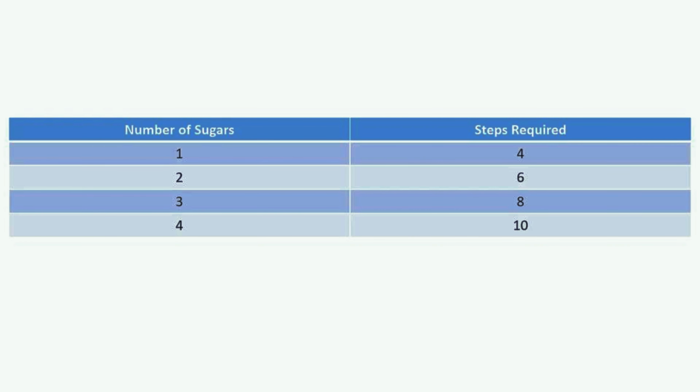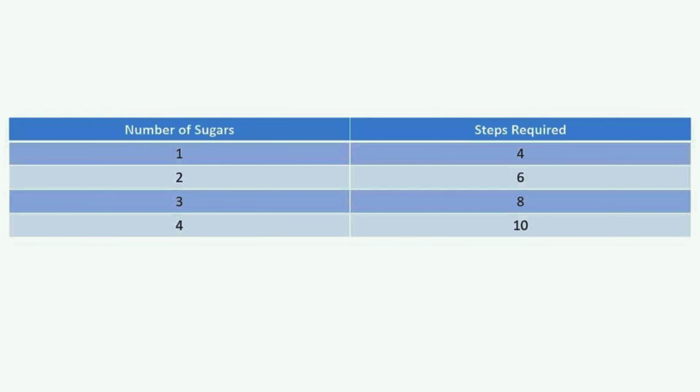As we can see, as the number of sugars this algorithm has to add to tea increases, the number of steps required increases. Another way of saying this is it tells us how well an algorithm will scale. So how well will it do when it has to deal with 100 items versus 1,000 items versus 1,000,000 items? We'll see that some algorithms will scale really well and others not so well. The more items there are, the more the algorithm's performance will degrade.